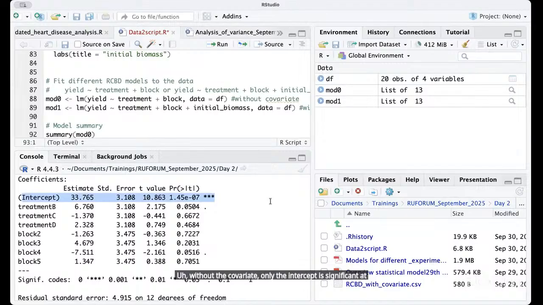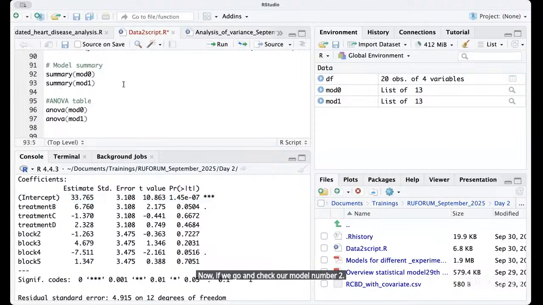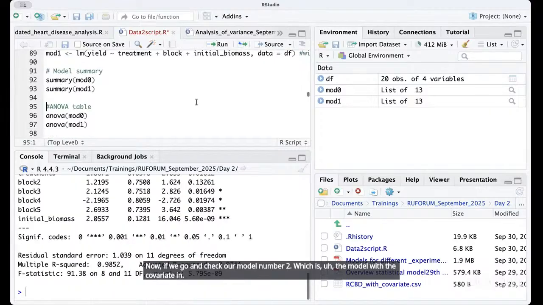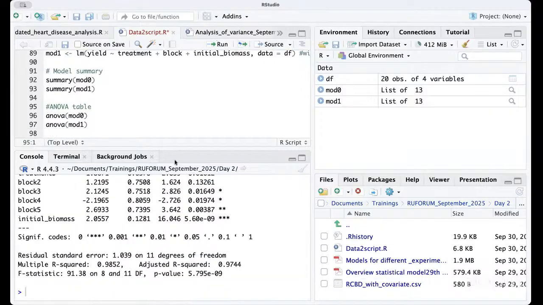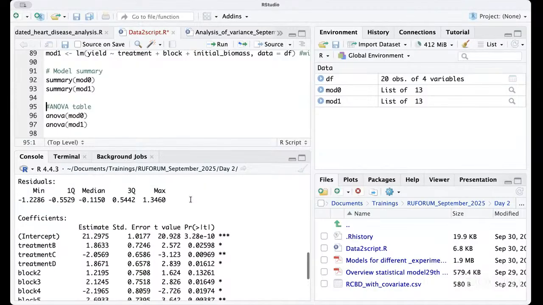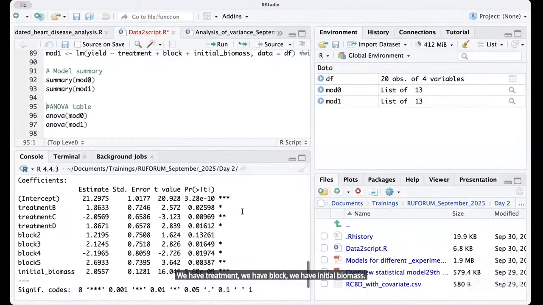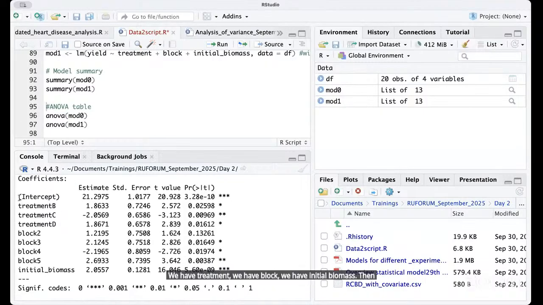Now, if we go and check our model number 2, which is the model with the covariate in, the first thing it tells us is the model that we have got. We have treatment, block, and initial biomass. Then here we can see that we have the intercept.